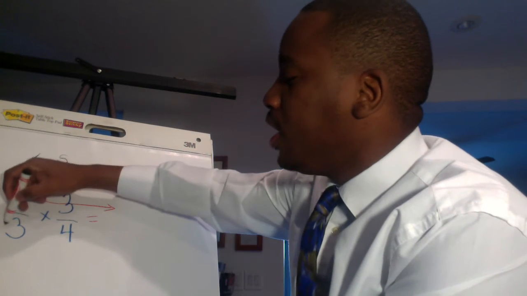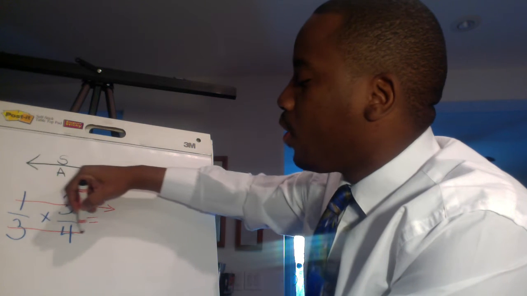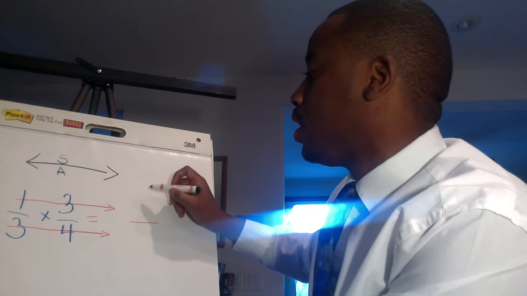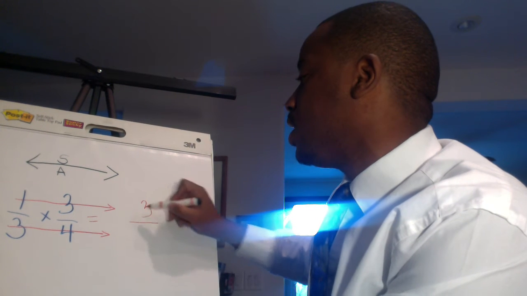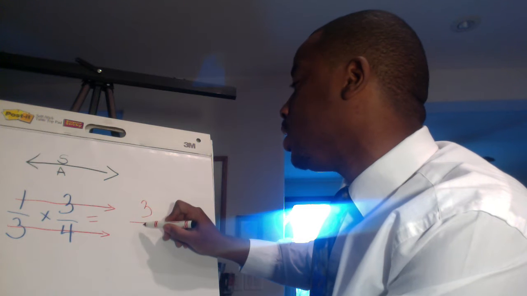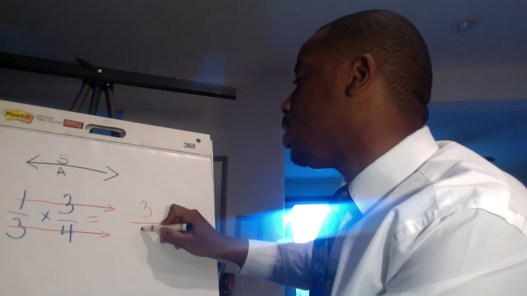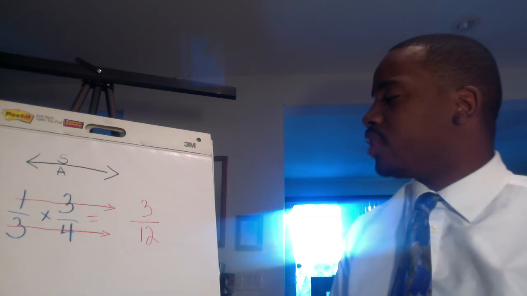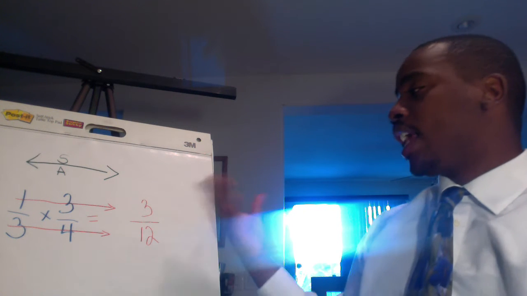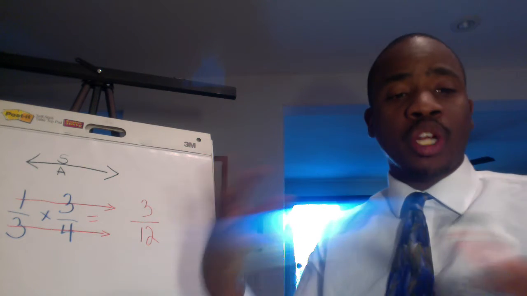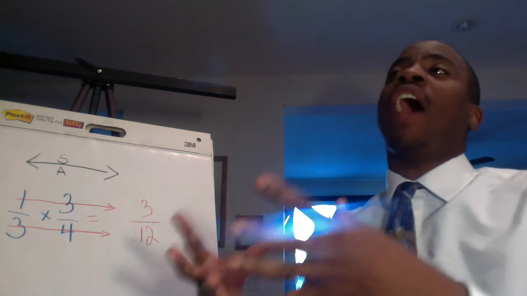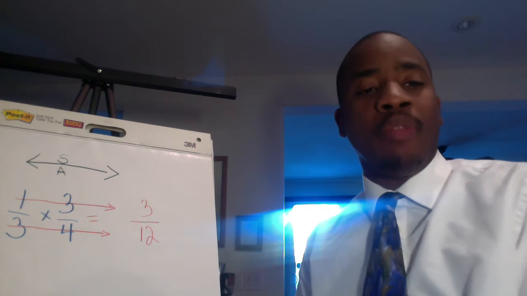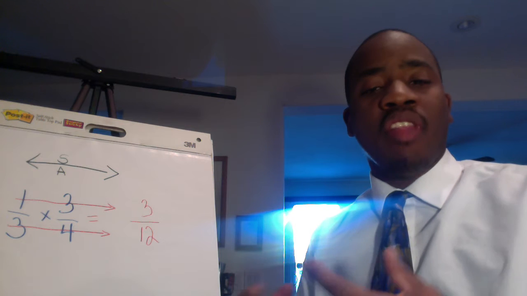3 times 1, 3 times 4. So your answer is 3/12. And so again, you have 3/12 as your answer. And again, this is another opportunity to focus on that reducing concept. But again, I would advise instructors not to focus on the reducing first because you don't want to overwhelm the students when you're dealing with a concept that they struggle with.